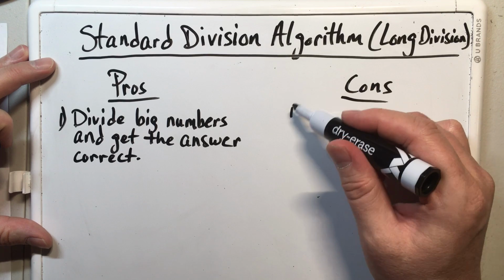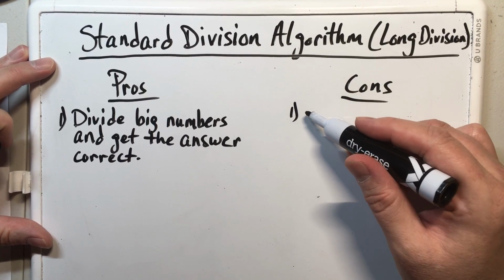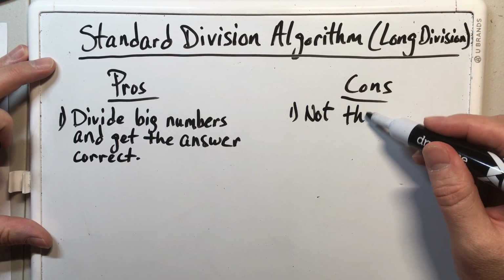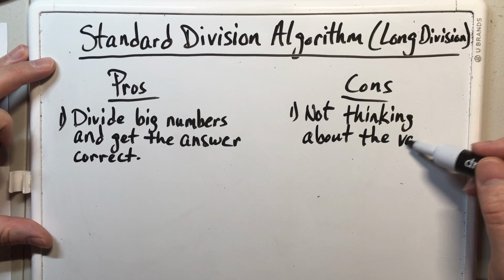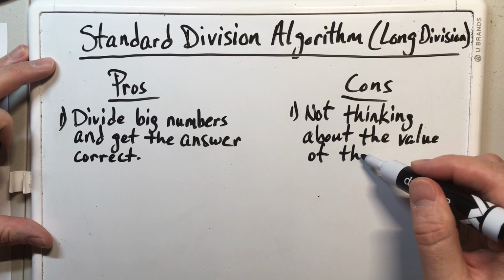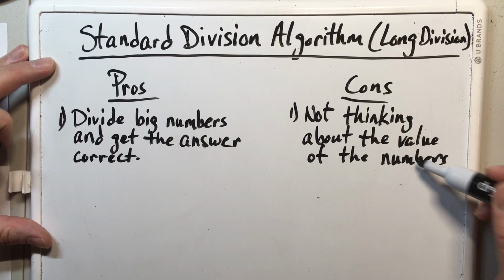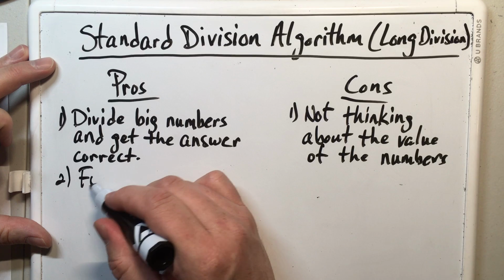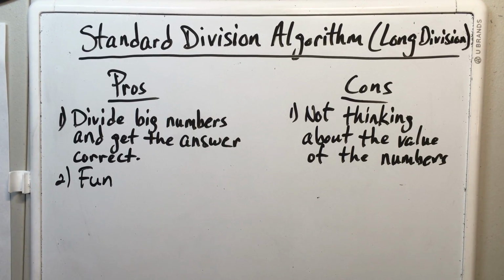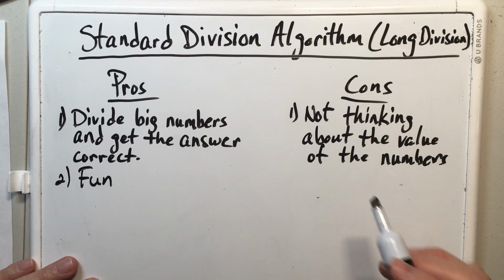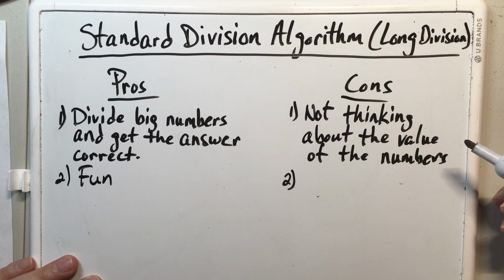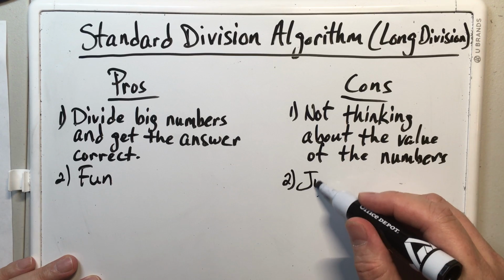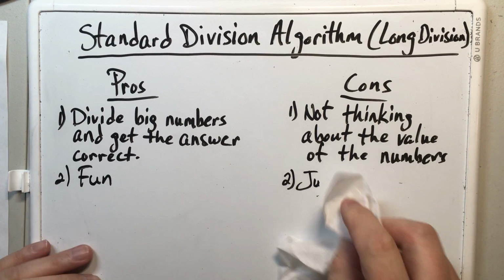Cons, okay, is that you're not thinking about the value of the numbers. It's just a procedure to get the answer. Pros, okay, and I have to admit this, I thought it was kind of fun. It was like nostalgia for me because this is how I learned as a kid. I didn't know any other ways. Okay, a con is that, okay, you're just working with your basic facts for multiplication. No, that's not quite true because I was working with higher numbers and multiplying, so that's not quite true.